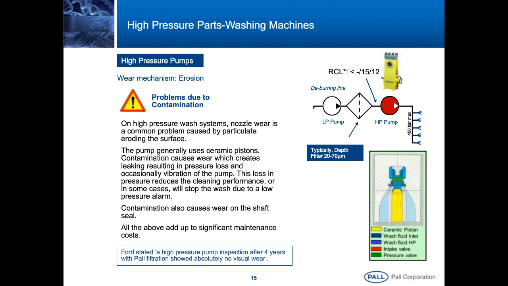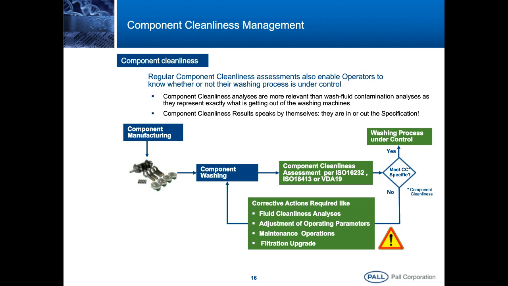As we are getting close to the end of this webinar, I would like to reemphasize the direct link existing between the cleanness level of the wash fluid and the component cleanness level to achieve. Regular component cleanness assessments enable operators to know whether or not their washing process is fully under control or requires some corrective actions. Component cleanness analyses are relevant as they represent exactly what is getting out of the washing machine. At the end, components are in or out of the specification.